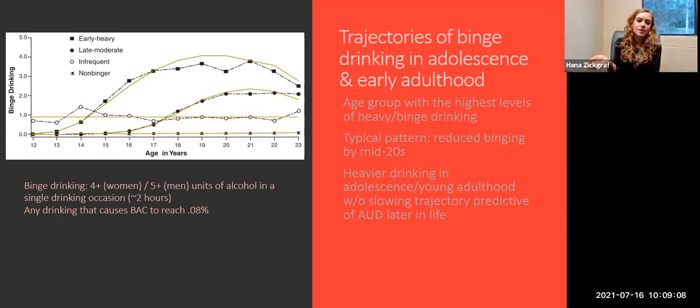So the typical developmental pattern of alcohol use is that binge drinking and heavy drinking tend to decline by the time a person is in their mid-20s. What we know about risk factors for going on to have alcohol use disorders is that people who drink more heavily, especially starting at younger ages, so adolescents, and who don't show this slowing trajectory of alcohol use as they approach their mid-20s, are more likely to have alcohol use disorders later in life.